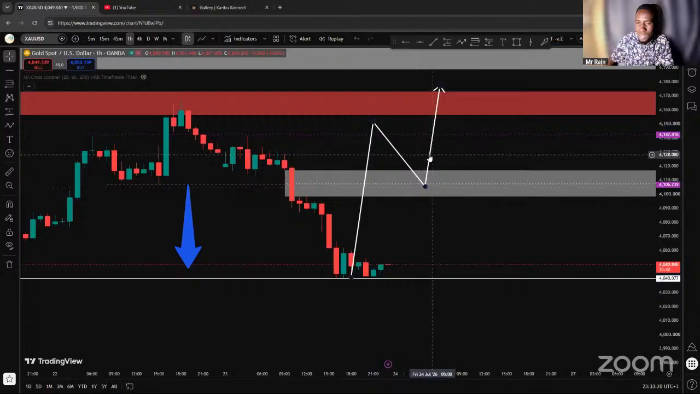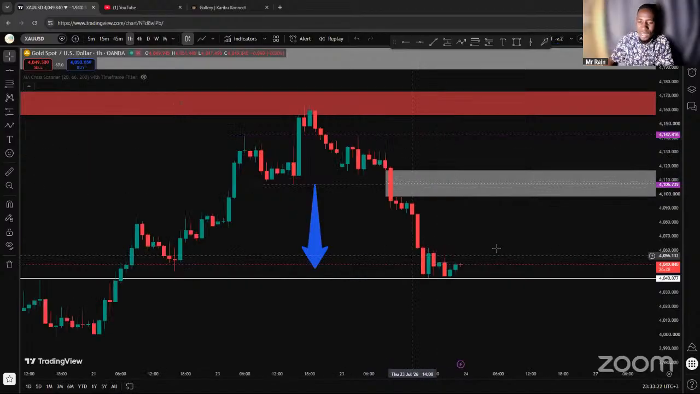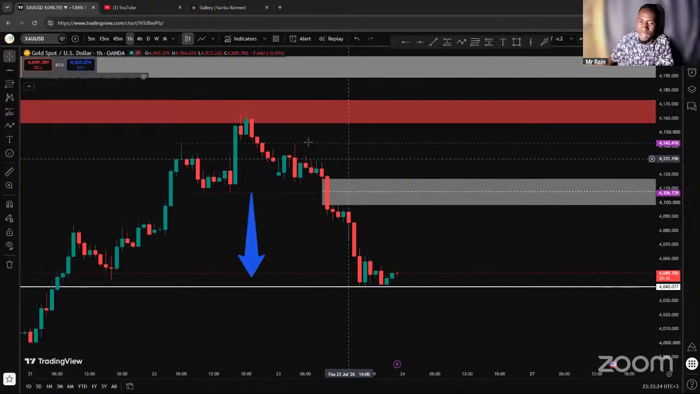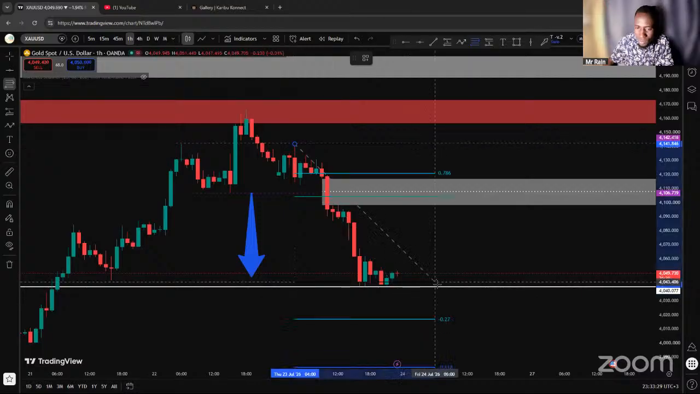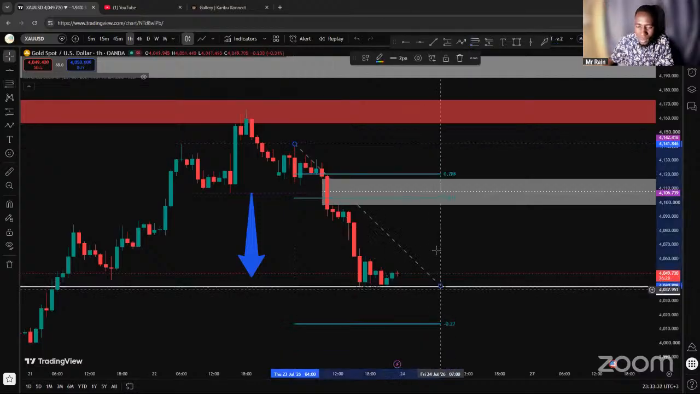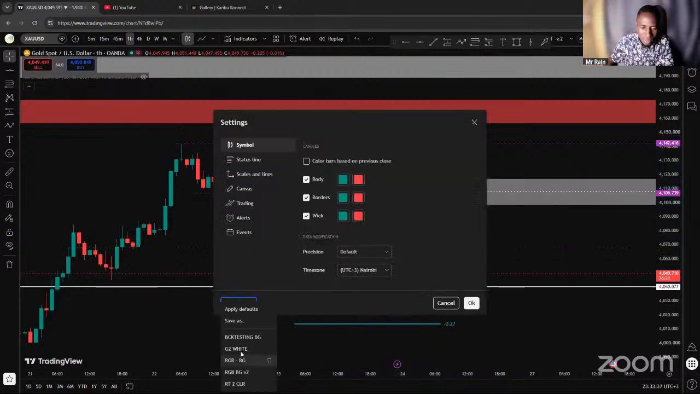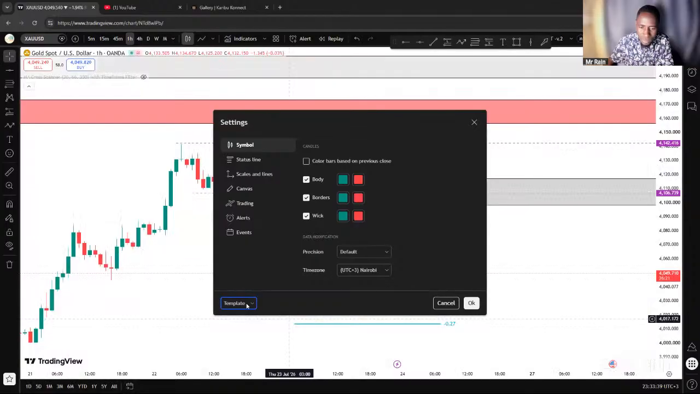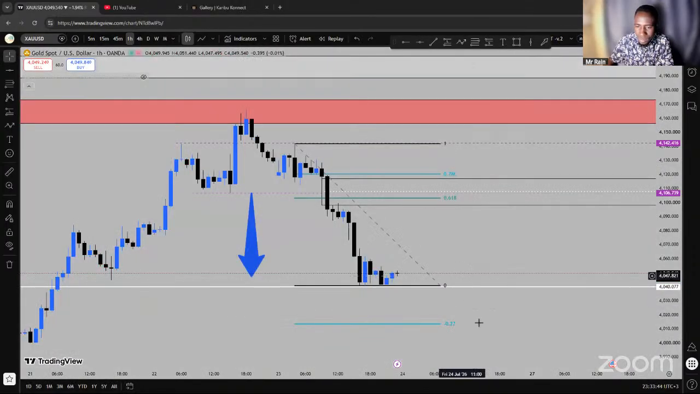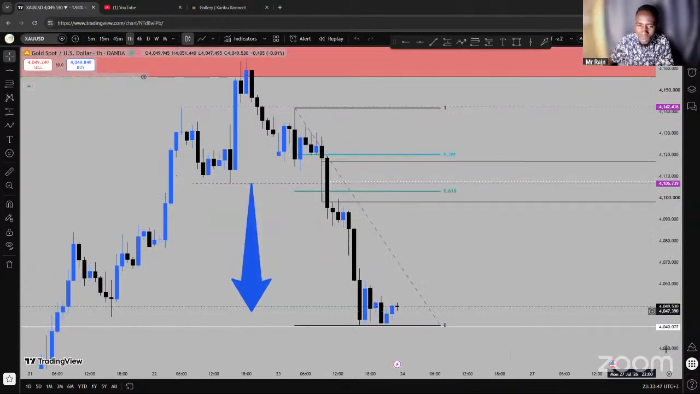So these are the things that I normally look at, and when I fib from the high, from the right shoulder to the bottom, I think I will change this. It's very black. It's too white. Yeah, so I hope my chart is visible.